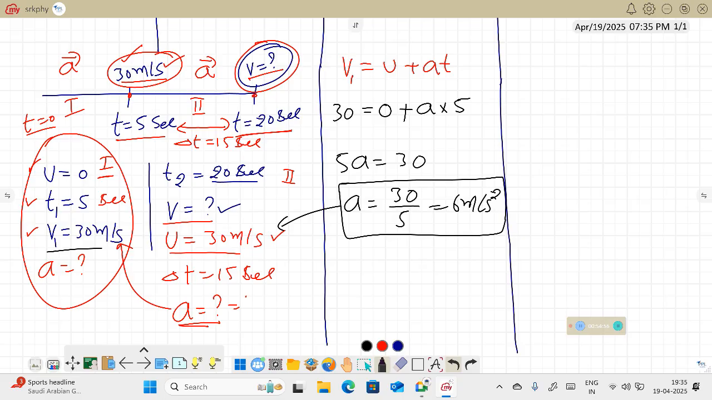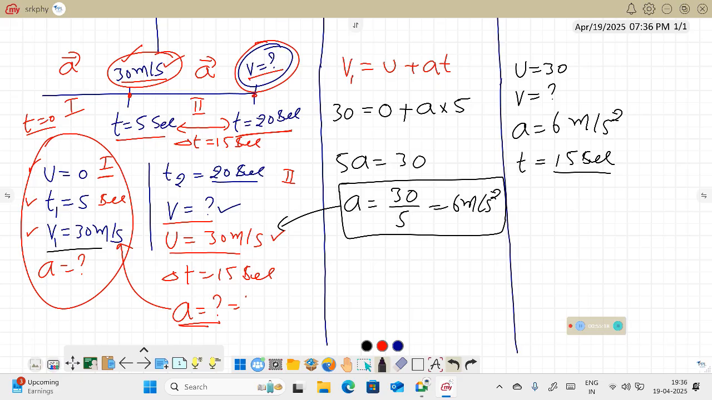So second part, what is the equation? What are the things you know? u. u is how much? 30. v, they're asking to find. a is how much? Just we did, 6 meters per second square. What is given? Time. How much time difference? 15 seconds. That is important here.